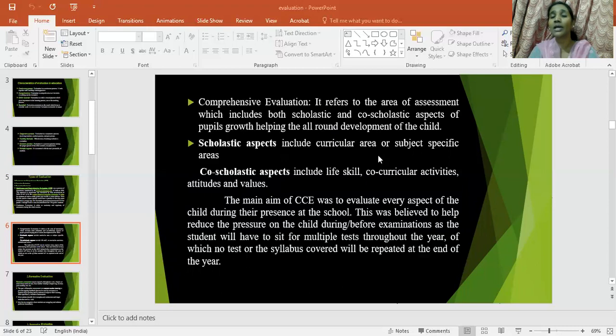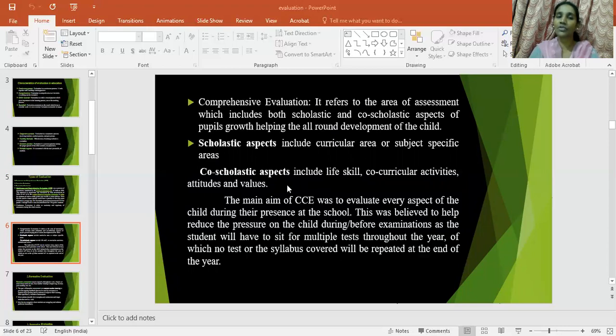Means here only your subject matter, regarding which a teacher is going to evaluate their learners. So that is the scholastic aspect, which is related to the school or only to the classroom. Then the co-scholastic aspect includes life skills, co-curricular activities, attitudes and values.